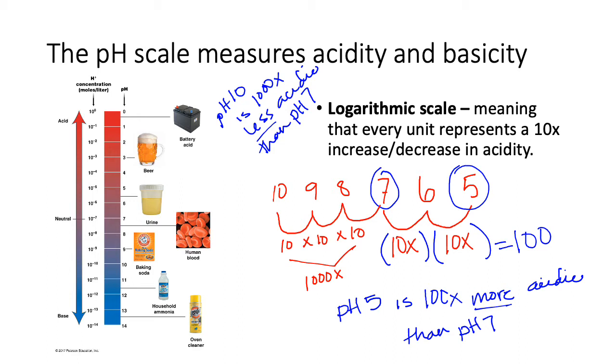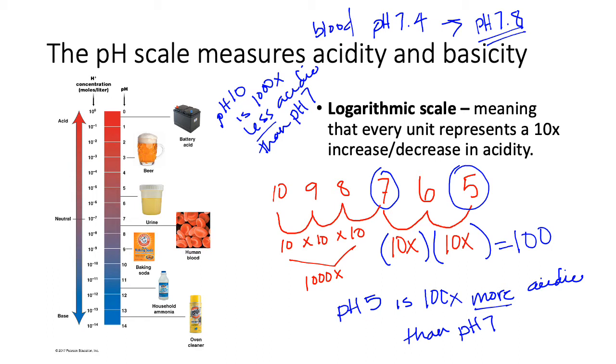So for instance, our blood pH should be at a pH of 7.4. That should be our normal blood. If we change that to a pH of 7.8, we've only changed 0.4 units, but if we stay at a pH of 7.8 for too long, that can actually lead to seizures or even death. So our body really does not want to see these changes in pH, especially because each unit represents a 10 times change.